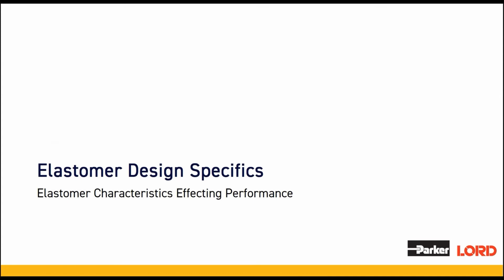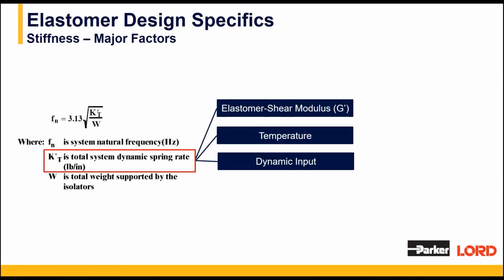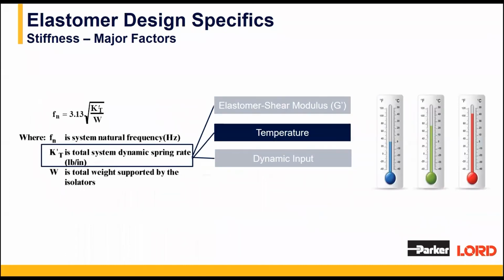All right, now we're going to go to some specifics related to the design of elastomer and the things that modify the performance. If we go to our favorite equation, we want to talk about what are some factors that affect the stiffness of an isolator. There are 3 major factors we're going to talk about here. The first is the elastomer shear modulus. That's a material property that we can control. So as we look at our part in the catalog, we see different stiffnesses, and it's the same elastomer but a different shear modulus.